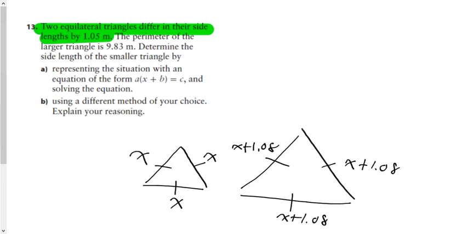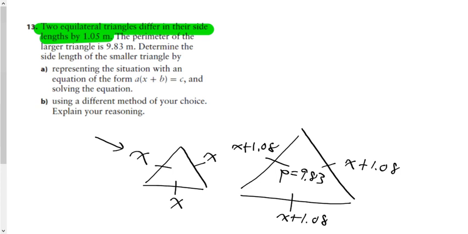Okay. Now, I haven't thought about the question. I haven't read the rest of the question, but I have interpreted that first sentence as a picture that I've drawn for you. And now that that picture is drawn, I'm going to say the perimeter of the larger triangle, which is over yonder, is 9.83. So the perimeter of this one is 9.83 meters. Determine the side length of this one somehow.